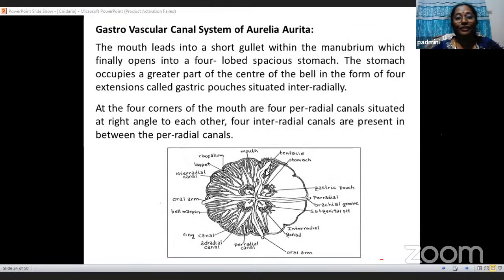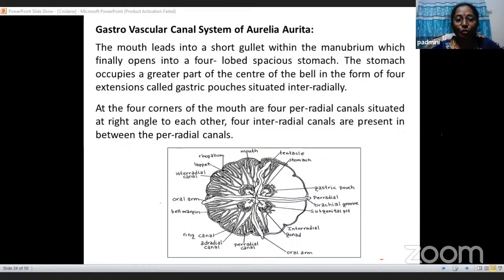Coming to gastrovascular canal. Gastro means stomach, vascular means the movement, the vascular system, or the blood vascular system, what we call, where the blood has to move from one place to another. The vessels, the blood vessels over here, are nothing but the radial canals: the interradial, perradial, and adradial. So that is why you call it gastrovascular canal.